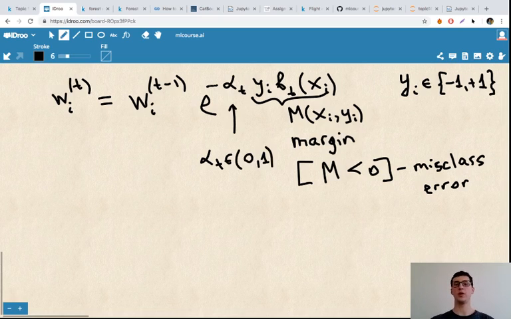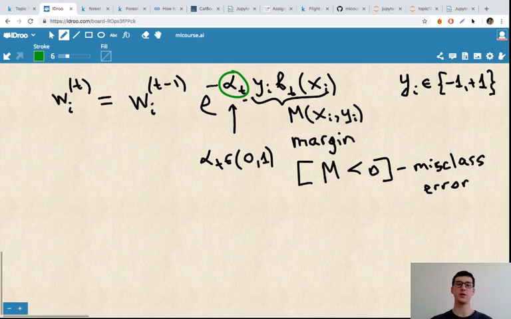And so if we see misclassification, then our margin is going to be negative, and then a positive value is exponentiated, and so weights actually rise. So we increase weights for misclassified instances. And by the same token, if margin is positive, then we classify an instance correctly, and then this instance weight is going to be lowered.